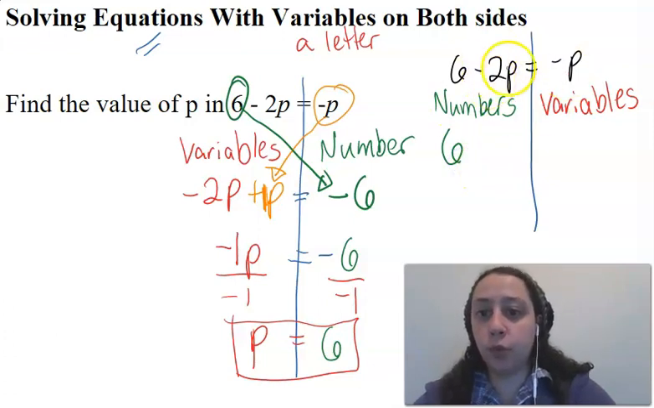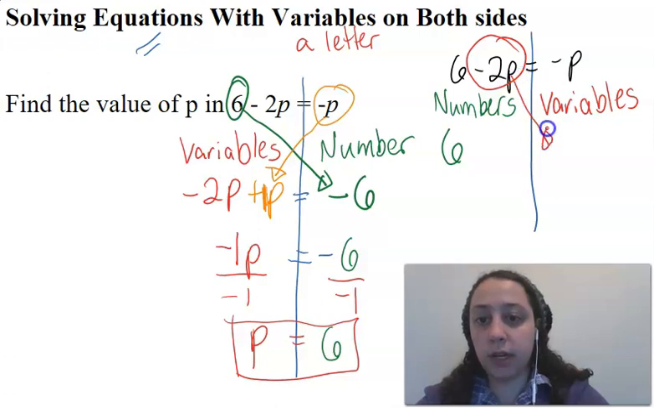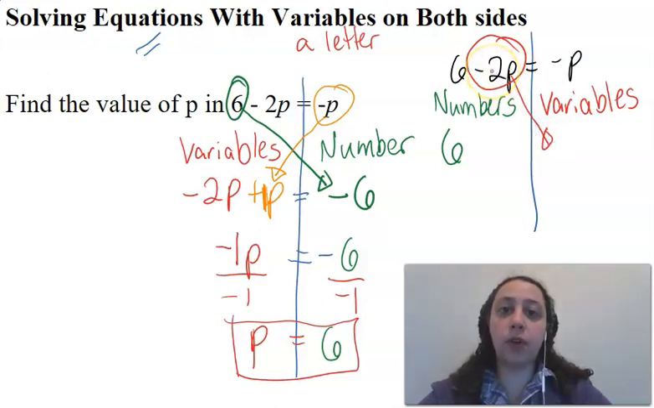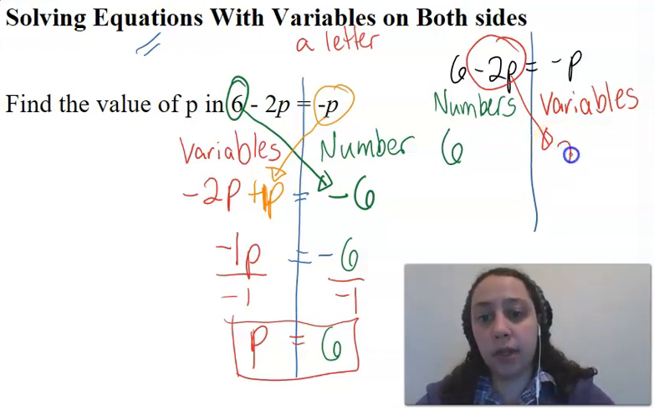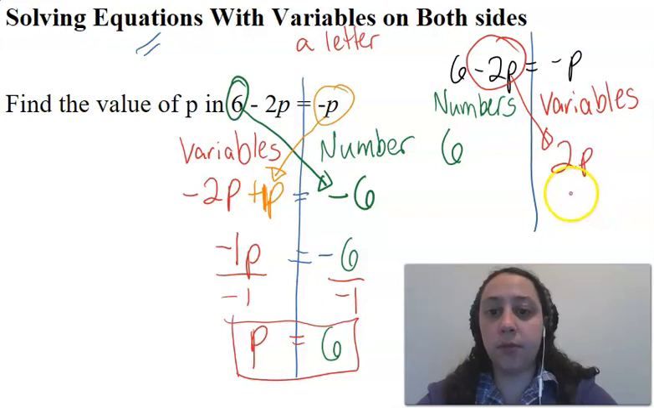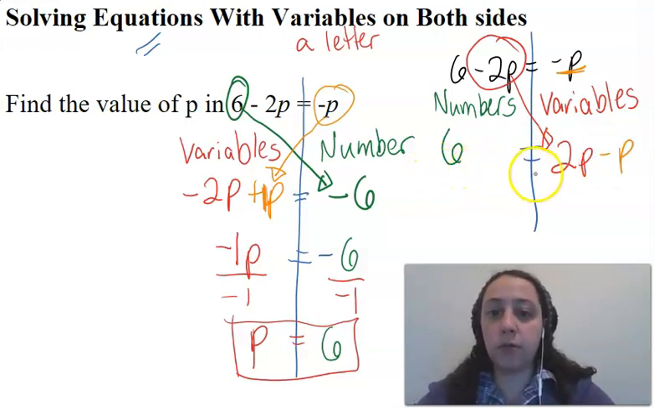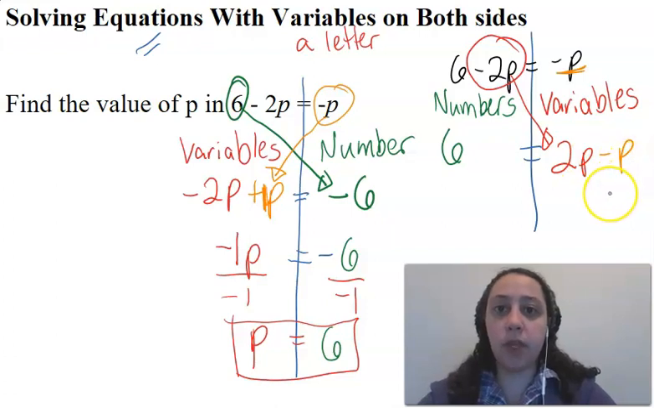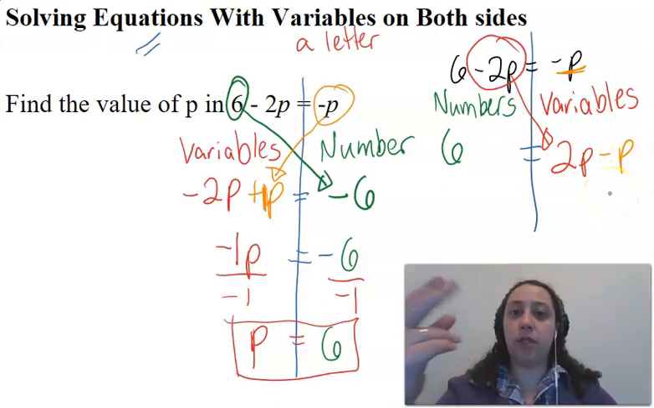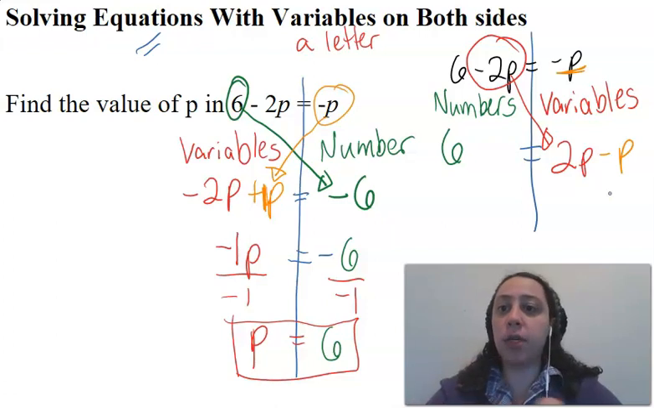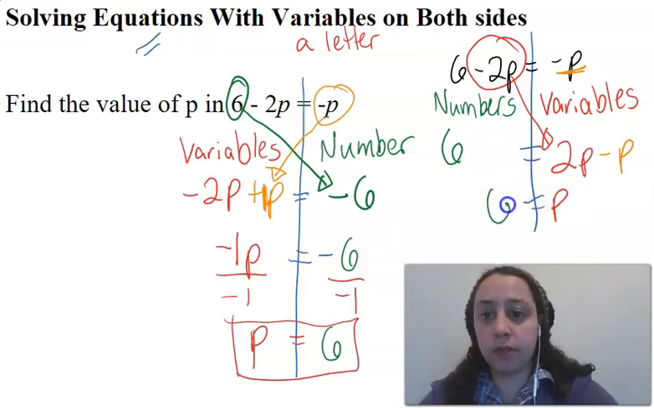The negative 2p is a variable, so this one needs to move to the other side. And if we move a negative to the other side, it becomes positive. So we're going to write 2p. And this p is on the variable side already, so we're just going to put it down. And make sure you have your equals. So we have 6 equals 2p minus p. So if we have 2p and we take away 1p, it's just p. So we have p equals 6.